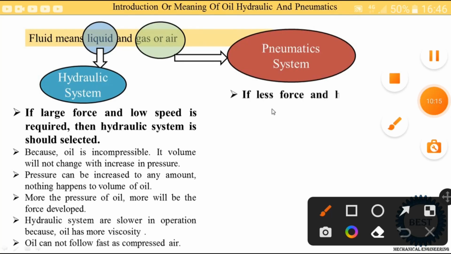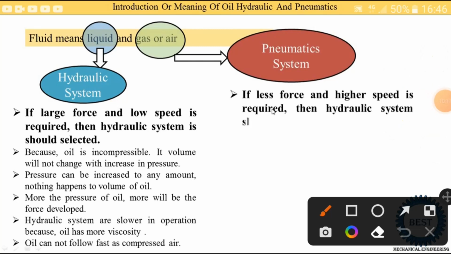Next is the pneumatic system. A pneumatic system is used in a condition in which we require less force at higher speed. So when we require less force with higher speeds, we use the pneumatic systems. Here the hydraulic system is written, but it is the pneumatic system only that is selected. It is written here by mistake.